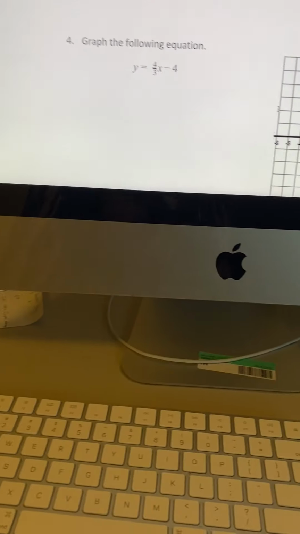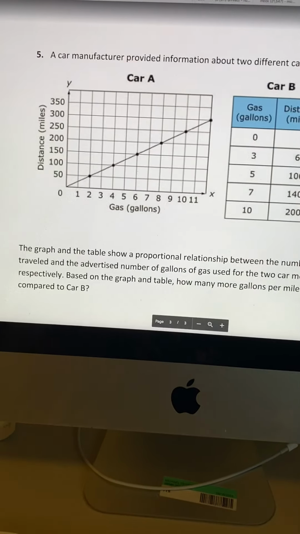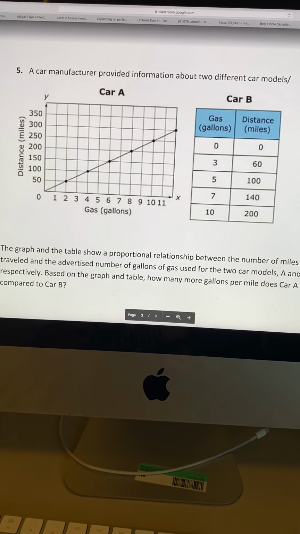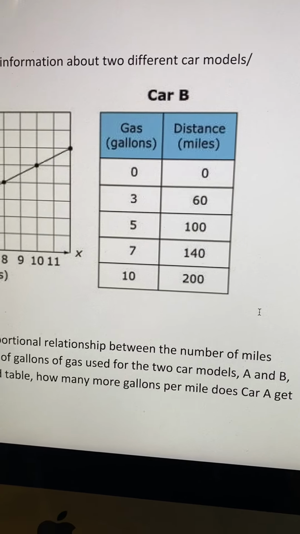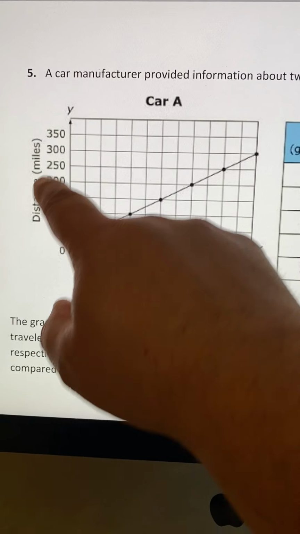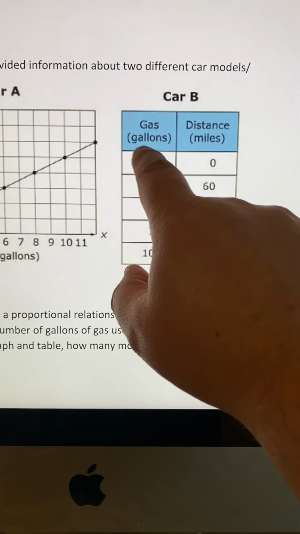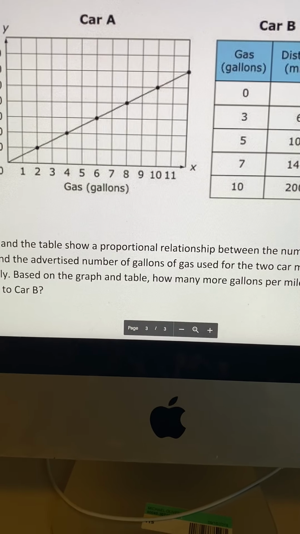All right, so far so good. We've flown through numbers 1 through 4. A car manufacturer provided information about the two car models. It's two different models, car A and car B. It gives the same type of information, miles per gallon. It's just giving you two different charts, same information, okay?